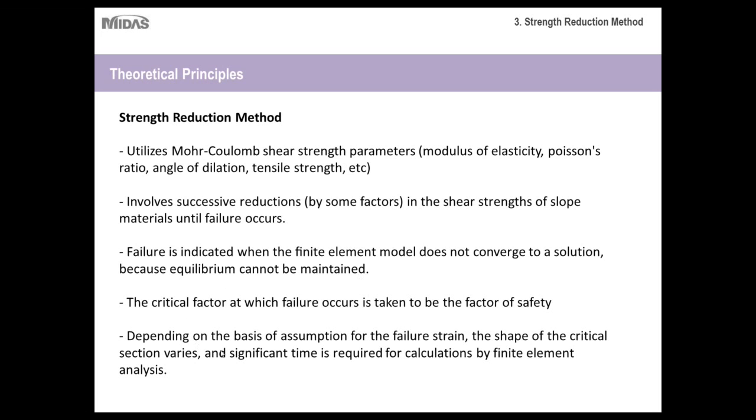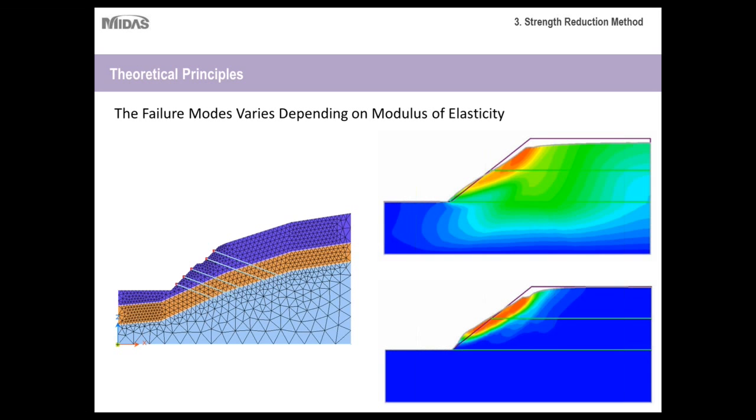And then depending on the basis of assumption for the failure strain, the shape of the critical section varies, and significant time is required for calculations by finite element analysis. That previously was a drawback for the strength reduction method, in that the calculations themselves took much longer to do, and it wasn't really until the prominence of computer programs that the strength reduction method started to be used more frequently.